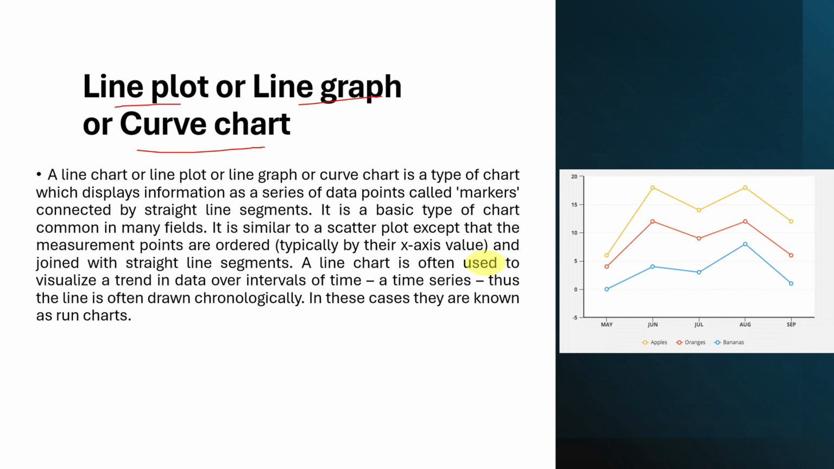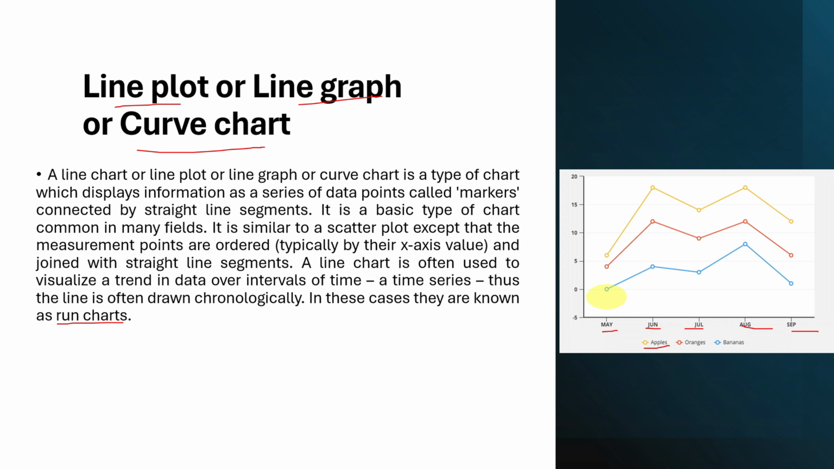A line chart is often used to visualize a trend in data over an interval of time, a time series. Thus, the line is often drawn chronologically. In these cases, they are known as run charts. So, for example, you have May, June, July, August, September. These are your months. Usually in financial analysis, we use a line chart. How many apples you have sold: you can see that the apple is marked with this color. So that's 5. It can be like 20 and then down, and then you're trying to understand the trend.